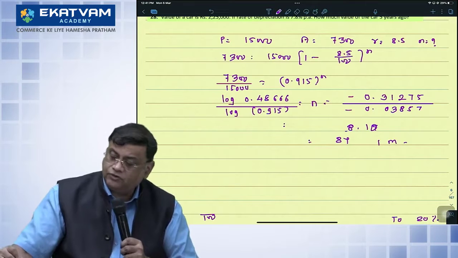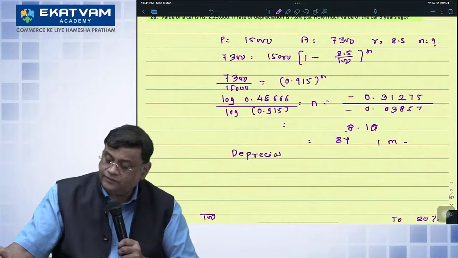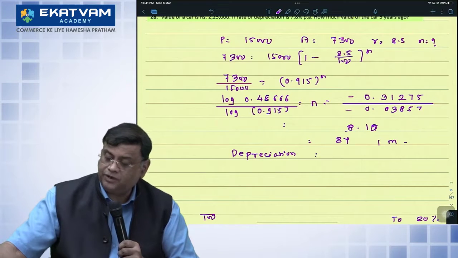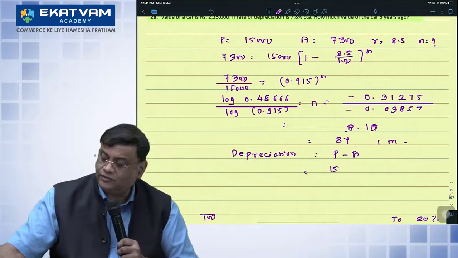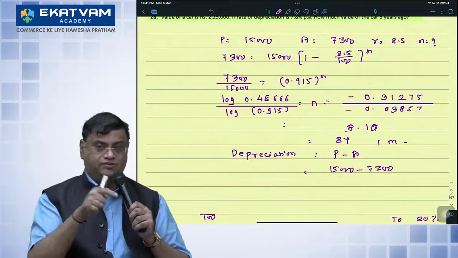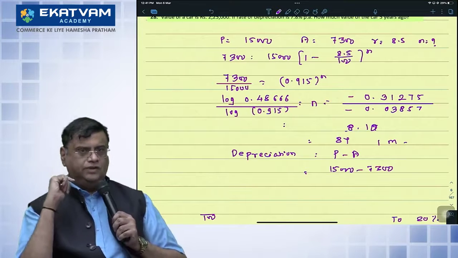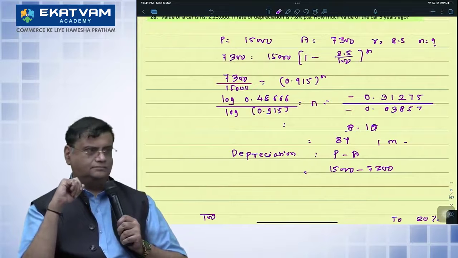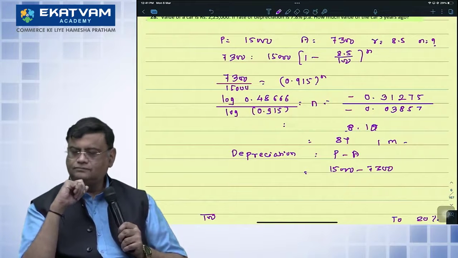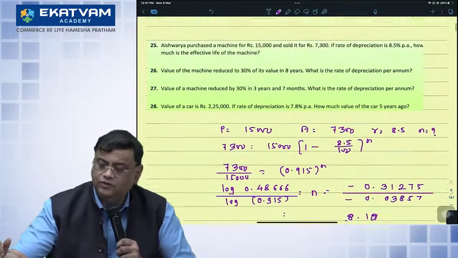And then my question to you is, it's not asked, but if I ask, how much is the depreciation? Depreciation is P minus A, right? So that is equal to 15,000 less 7,300, that much will be the depreciation. Clear? Say yes. Is that clear? So depreciation will be there using this concept.